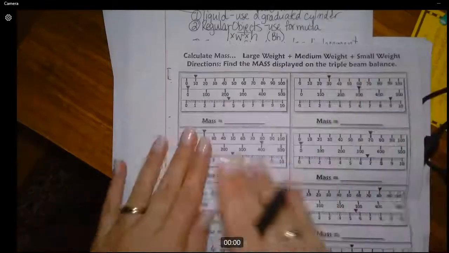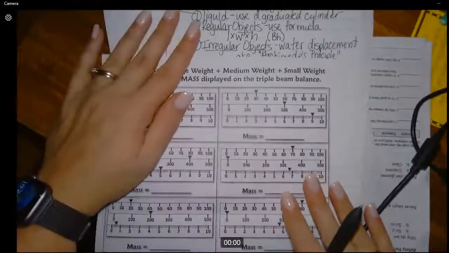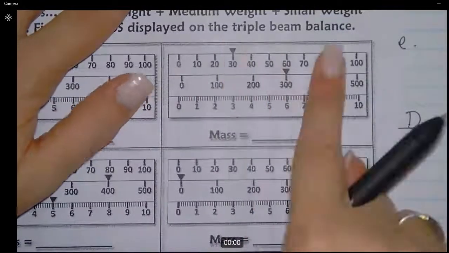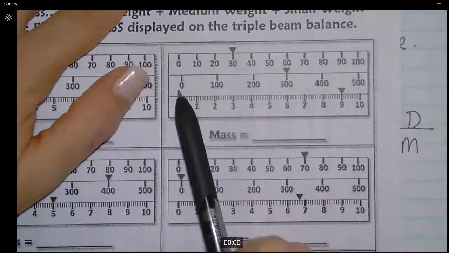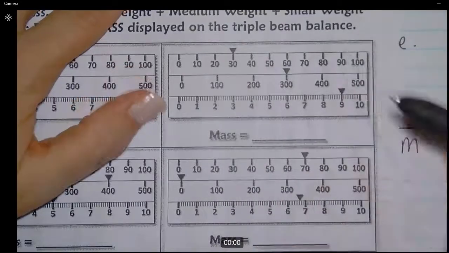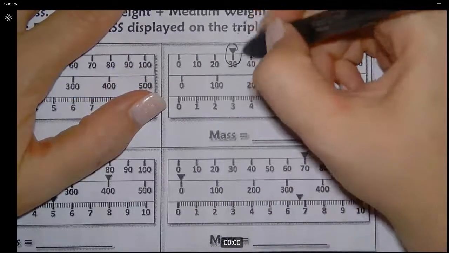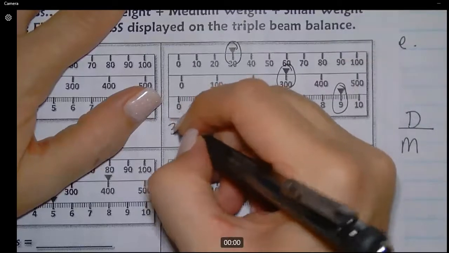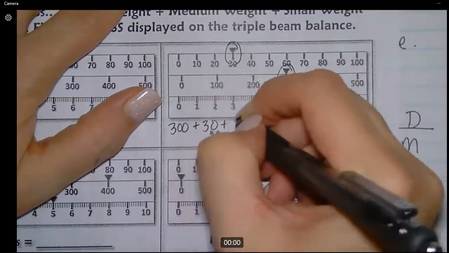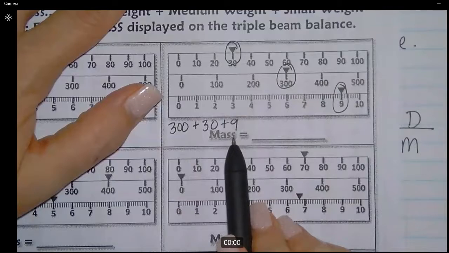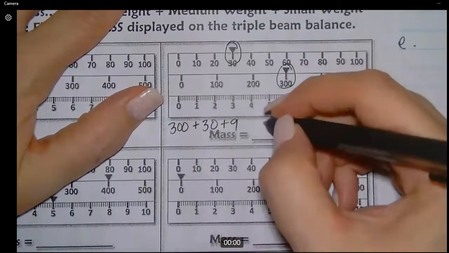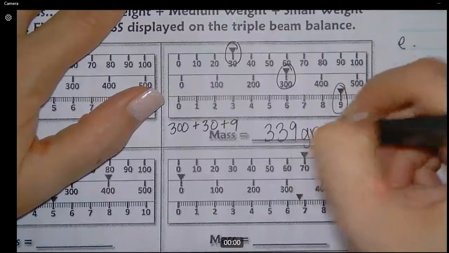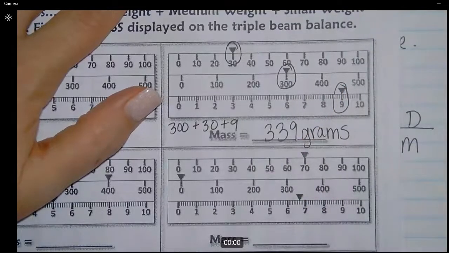So inside here, we've got this little paper. I'm going to zoom in on it. And so let's look at this one right here first. So what you would do is you would say, okay, well, there's 300 right here, there's 30 right there, and there's 9. So you would do 300 plus 30 plus 9, kind of like that old expanded notation you learned in elementary school. And your answer would be 339, and we use grams for our unit. Always put your unit. Okay, so that's not that bad.